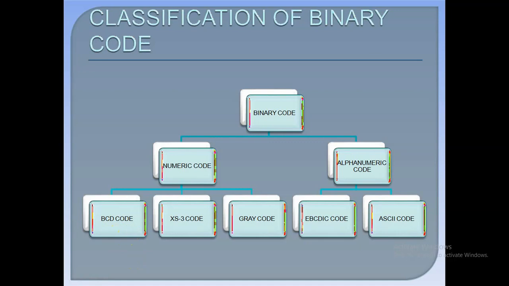And the positional weights associated with the binary bits in BCD code, that is 8421, with 1 corresponding to the LSB and 8 corresponding to the MSB. These weights are 2 raised to 3, 2 raised to 2, 2 raised to 1 and 2 raised to 0.